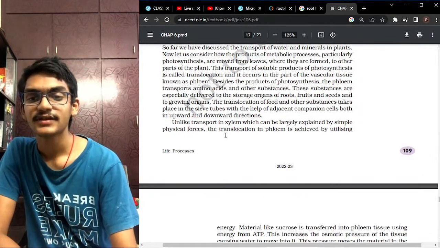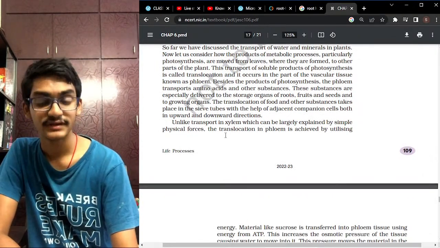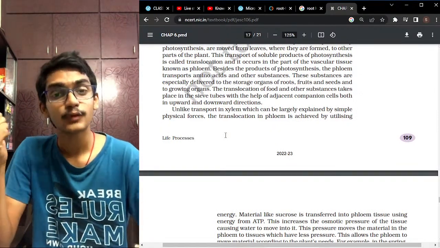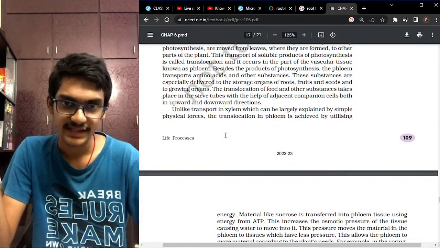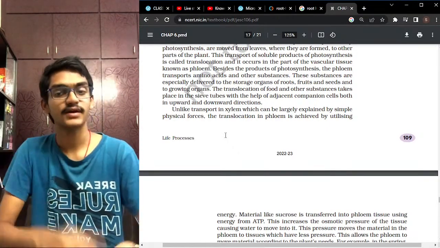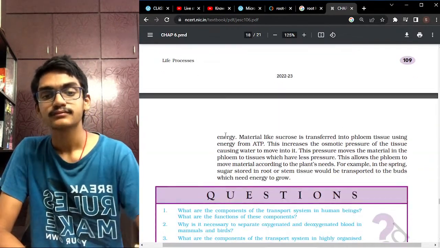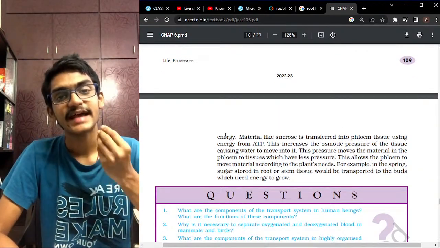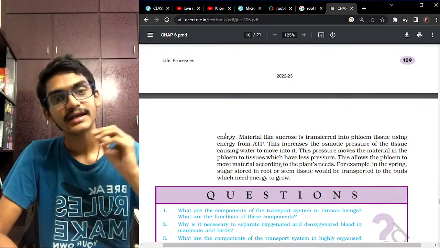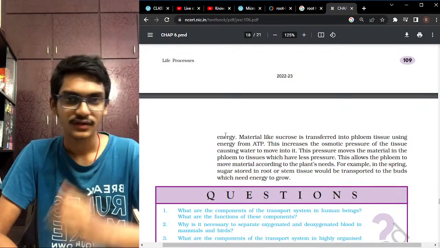Unlike the transport system in xylem, which can be by simple physical forces. Okay, I forgot to mention: the process of transportation of water is called transpiration. The process of transportation of food is called translocation. So this is a very important point. The food which is prepared by photosynthesis, with the help of the ATP energy molecules, is transported to the different parts of the plant.